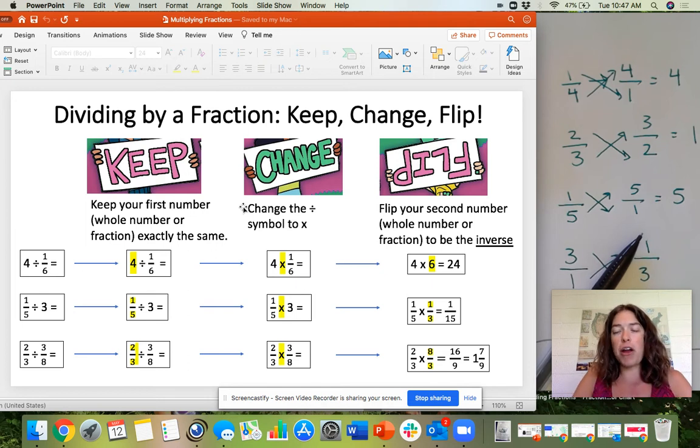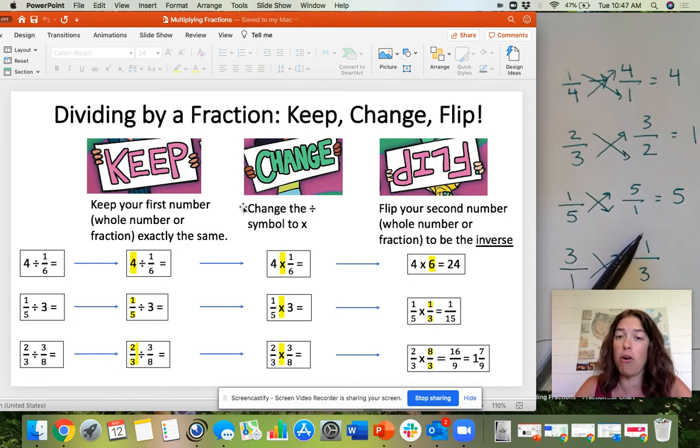The last part is probably the trickiest part, even though it's still not even that tricky. And the last part is to flip. And this is where we are literally flipping our fraction over, flipping it on its head. So we flip that second number.